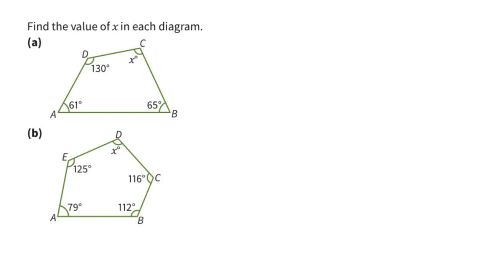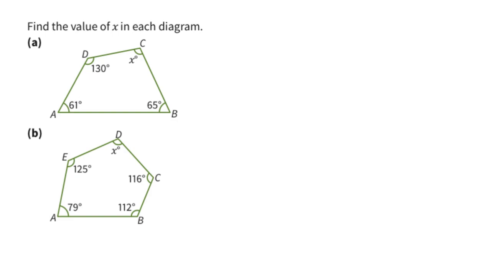So as we look at part A, the very first question you need to ask yourself is, how many sides does this figure have? A, B, C, D, four-sided figure. And straight away, by applying what we know for a four-sided quadrilateral, the interior angles add up to 360 degrees. That is the property of a four-sided figure, a quadrilateral.